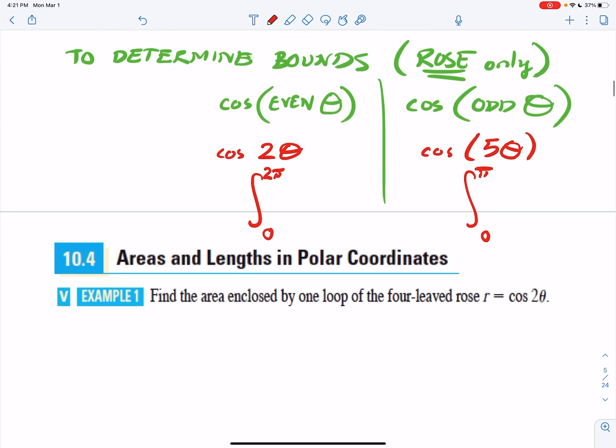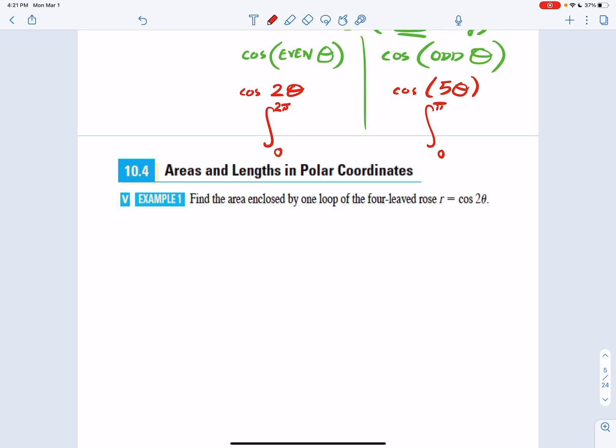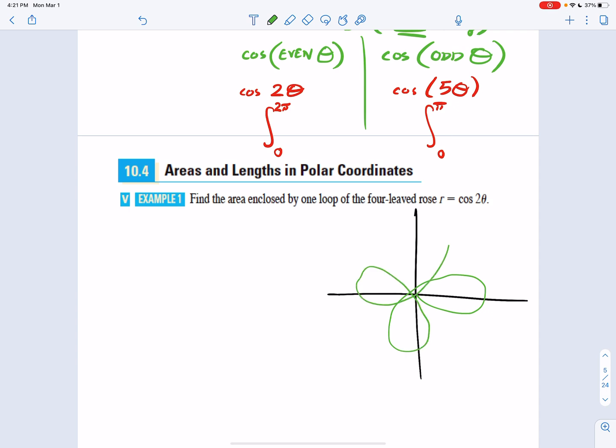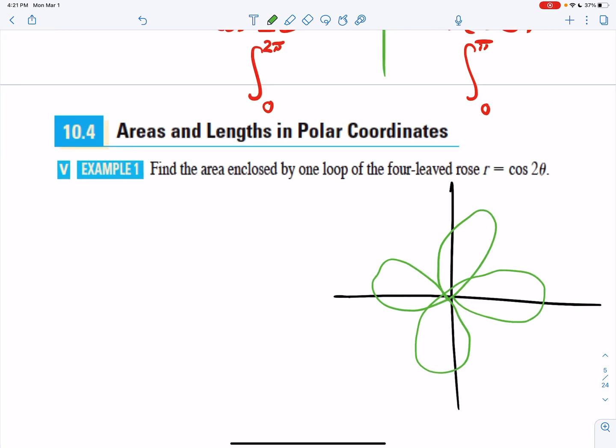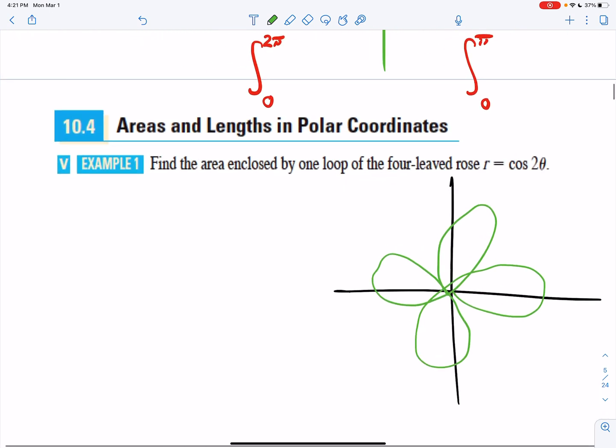So here we go. Find the area enclosed by one loop of the 4-leaved rose r equals cosine 2 theta, okay? Now, you don't have to worry about knowing what the curve looks like because almost always they will provide it. But if you're curious, you can go on to your calculator, turn it into polar mode, and I'll do this with you. Type in cosine 2 theta, but basically if you zoom in enough, it looks a little bit like this, okay? Don't you love how symmetrical that is? Pretty much there are 4 petals.